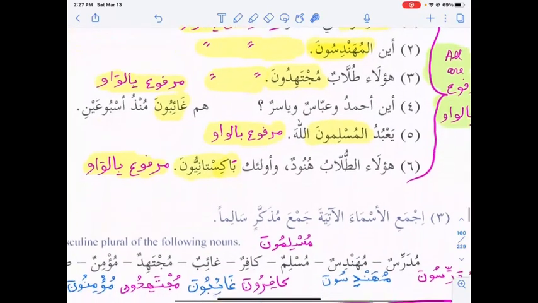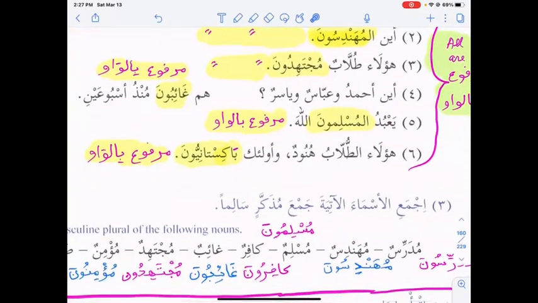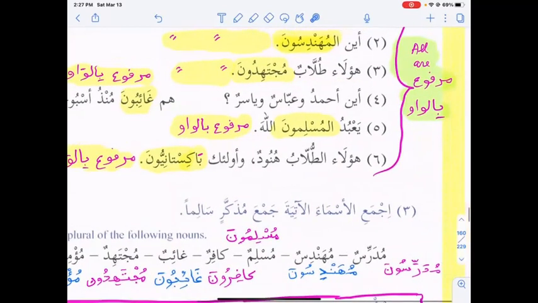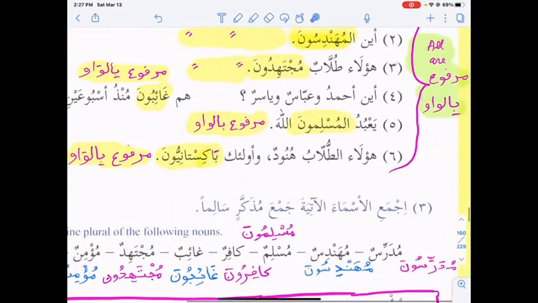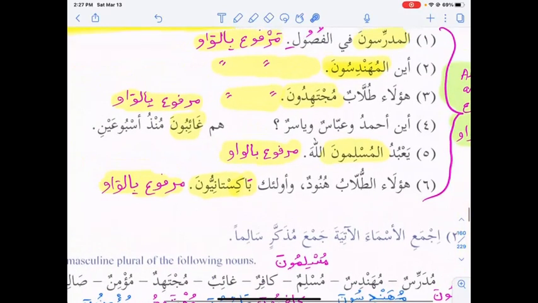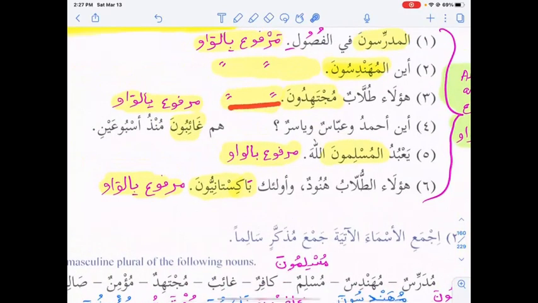Okay, and then Haulai Tullabun, these are the students. These students are mujtahiduna, they are hard working. See, all are marfu bil waw. Mujtahiduna, marfu bil waw. Right? Aina Ahmadu wa Abbasun wa Yasirun. The teacher is asking about 3 people. Aina Ahmadu wa Abbasun wa Yasirun.